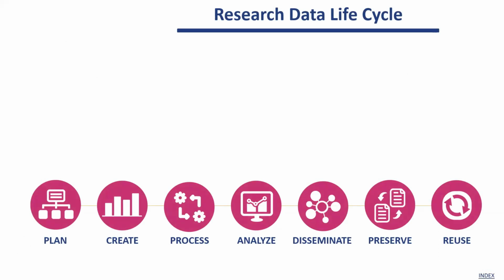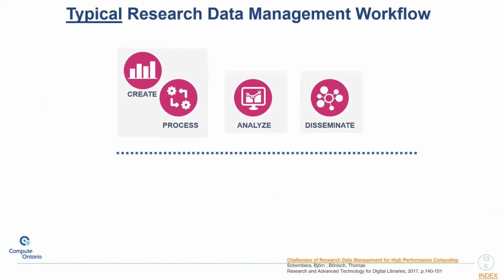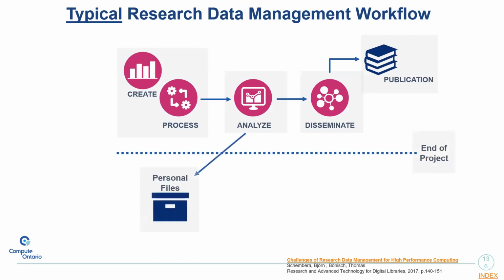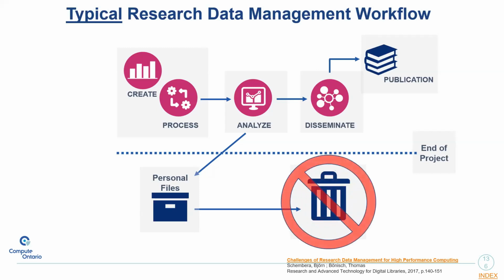So let's revisit the research data life cycle and look at what typically happens today in a research workflow. We have researchers creating data, processing it, analyzing it, and then disseminating it, and perhaps, if they're fortunate and the research is good, they get a publication, and then the project ends. The research data themselves may find their way into personal files, but ultimately, because we've seen this happen so many times, they end up in the trash. And we in the RDM world want to see this avoided. We do not want to see data end up in the trash as researchers retire or as computers go defunct and get thrown out, and so on.